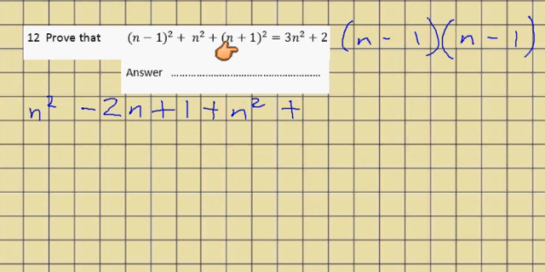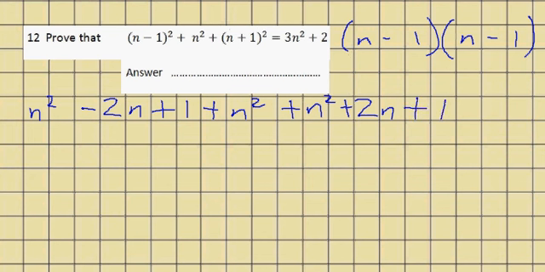This will be easy because I can see here n minus 1 squared was n squared minus 2n plus 1. N plus 1 squared will be similar. Again, I'm going to square the n, I'm going to do 2 times n times 1, and then I'm going to square 1. So first of all, n times n, or n squared. Then 2 times n is 2n, times 1 is still 2n, that's plus 2n, and then 1 squared is plus 1.